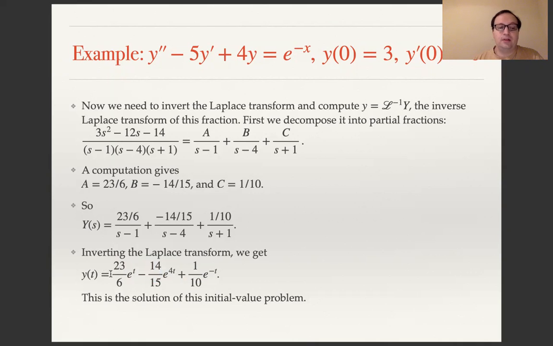And in this case, so in general, that solution would be some constant times e to the t, plus another constant times e to the 4t. But in this case, we could compute the constants, namely 23 over 6 and minus 14 over 15. And we could compute them because we are given initial data. Y of 0 is equal to 3 and y prime of 0 is equal to 0.